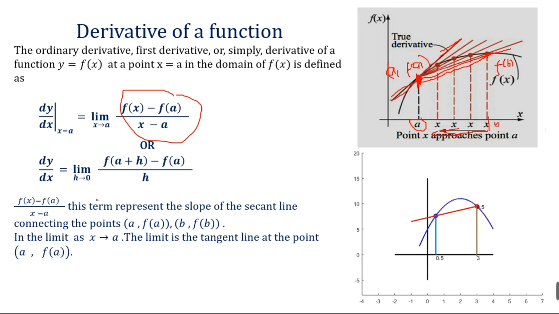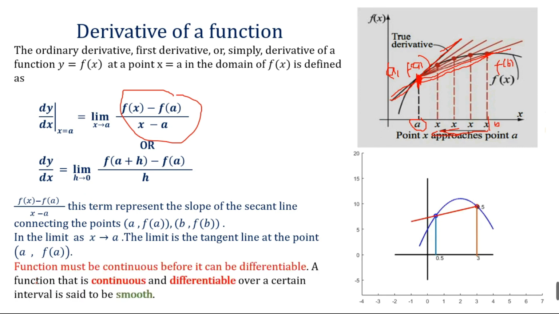So we have a function, and this is our function. A function must be continuous before it can be differentiable. This is the condition for a derivative. The function must be continuous before it is differentiable. A function that is continuous and differentiable over a certain interval is said to be a smooth function. This is the smooth function.